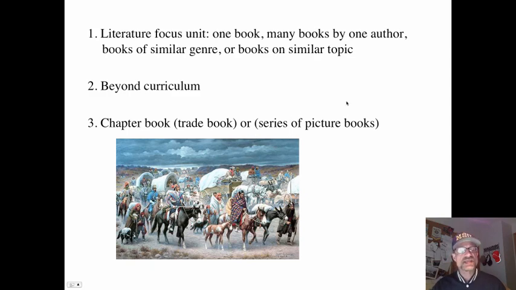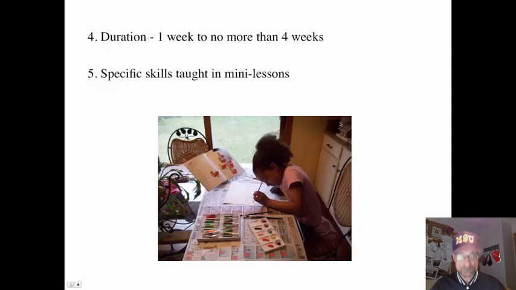As I said, you want to use a trade book ideally. A trade book is a book with chapters in it. You could, if you wanted to, in kindergarten or first grade, use a series of picture books, but a trade book, a chapter book, is ideal. As far as the particulars, the duration, how long should a literature focus unit go? Generally, 1 to 2 weeks is about the average, no more than 4 weeks in duration. Students generally read one chapter a day.